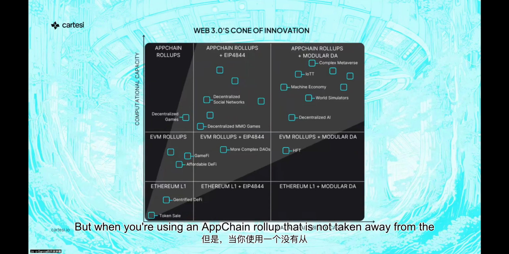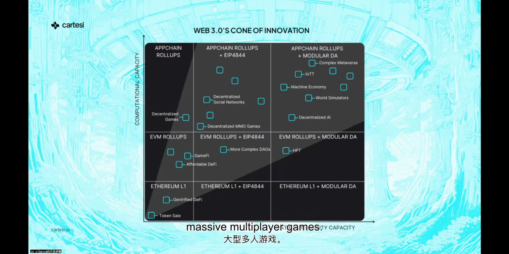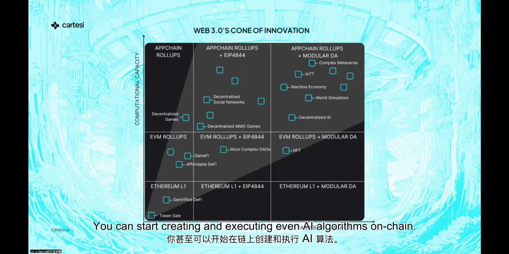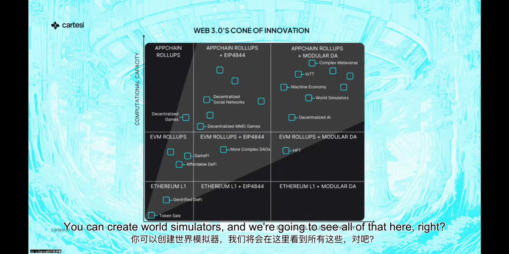But when you're using an app chain rollup that is not taking away from the whole network, then you can start creating decentralized massive multiplayer games. You can start to create decentralized social networks. You can start creating and executing even AI algorithms on chain. You can create world simulators, and we're gonna see all of that here, right?